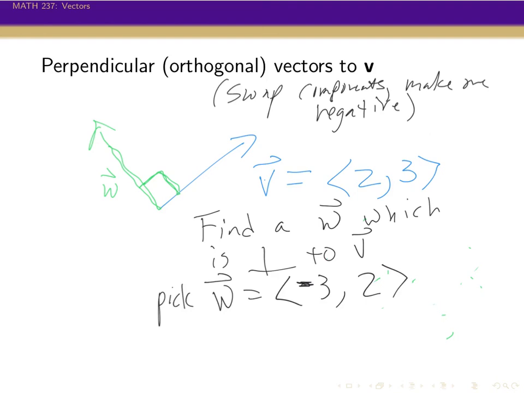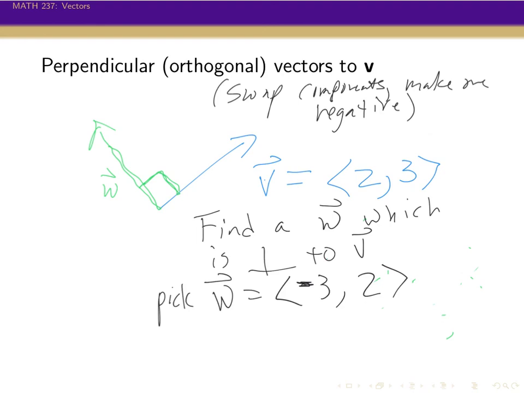In R3, it's a bit more complicated. We will talk about getting orthogonal vectors in R3. One of the things that makes it much more difficult in R3 is that in R2, if this is happening on a plane and you want something at a right angle to it, there's only two ways to write that right angle. It's either going to go in the direction of w, or it's going to be negative that, going in the direction of negative w.